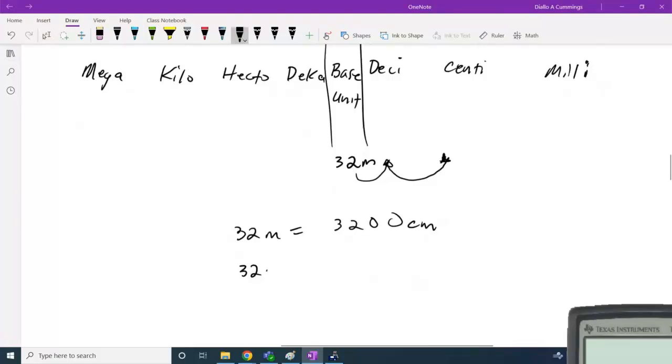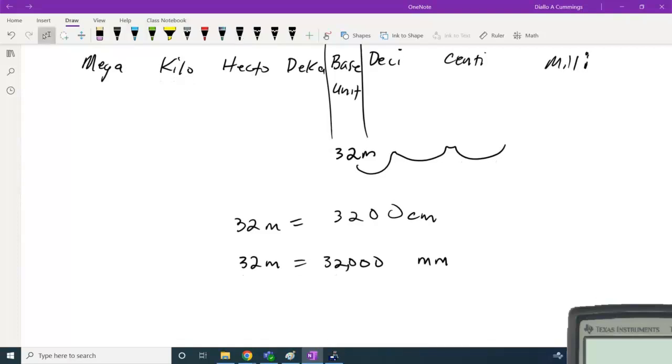So let's convert 32 meters to millimeters. Since I'm using the same 32 meters, I'm going to locate that in the very center. If I'm moving from meters to millimeters, I have to move my decimal 1, 2, 3 places to the right. So I'm going to add 3 zeros. So 32 meters is 32,000 millimeters. So let's look at another example.